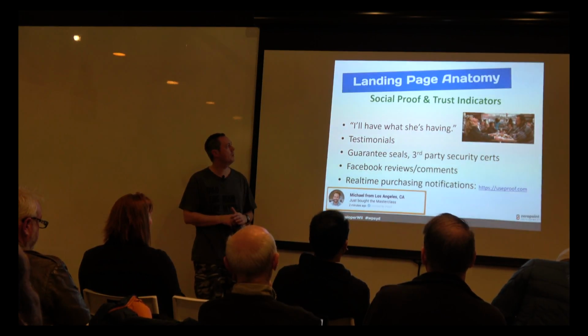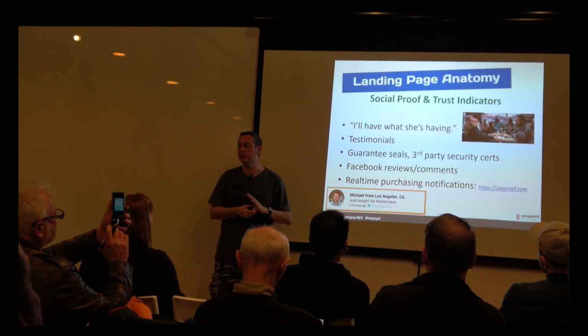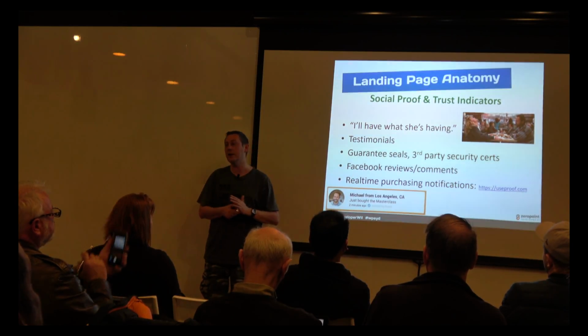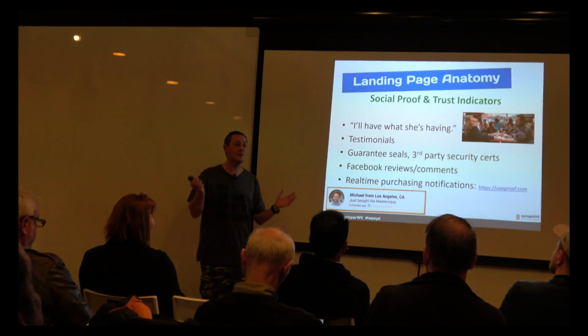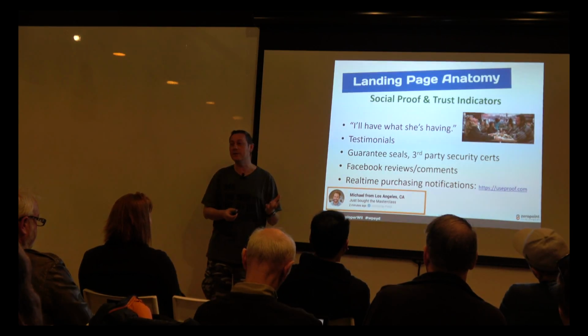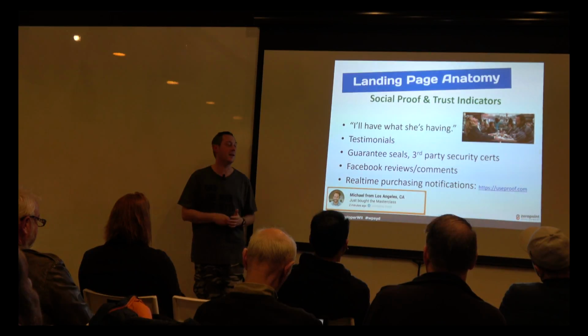I think it's number 4. So social proof and trust indicators. These are very, very powerful. This is the Harry Met Sally thing. So I want to have what she's having. That famous scene in Harry Met Sally.